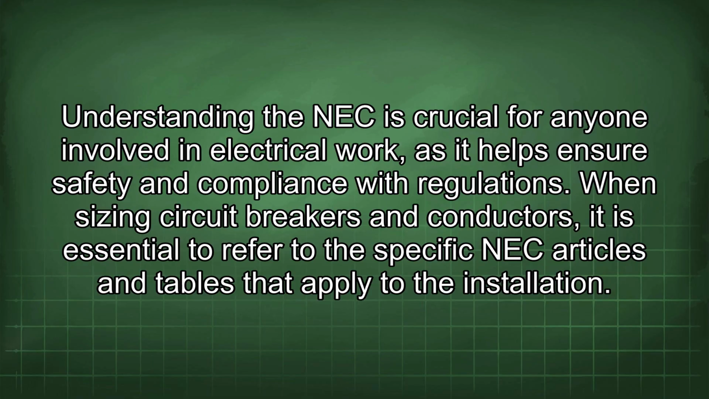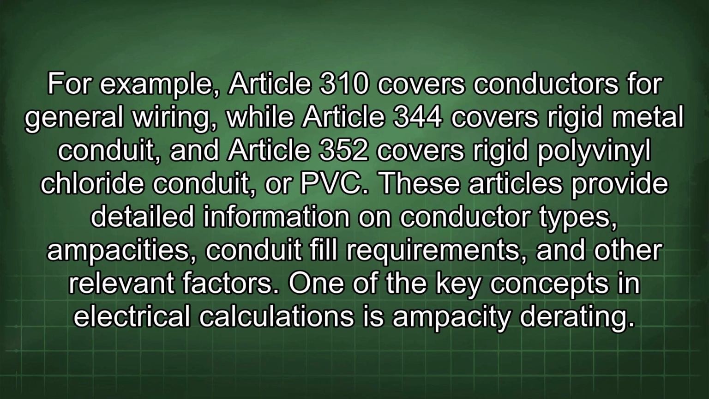When sizing circuit breakers and conductors, it is essential to refer to the specific NEC articles and tables that apply to the installation. For example, Article 310 covers conductors for general wiring, while Article 344 covers rigid metal conduit, and Article 352 covers rigid polyvinyl chloride conduit, or PVC. These articles provide detailed information on conductor types, ampacities, conduit fill requirements, and other relevant factors.